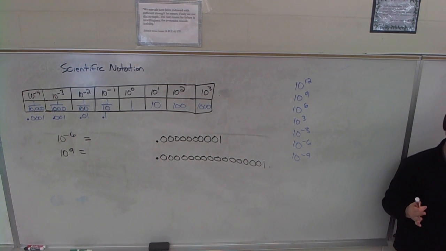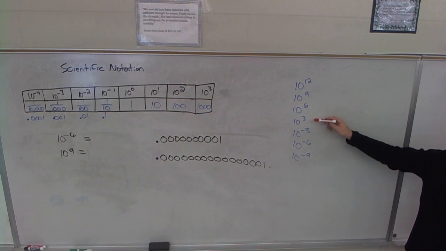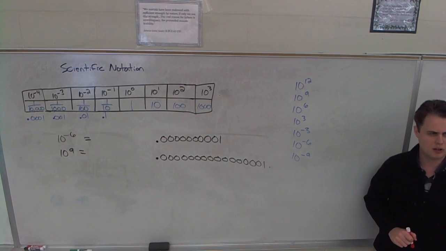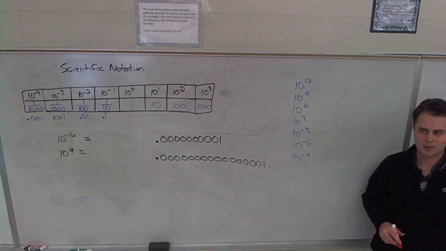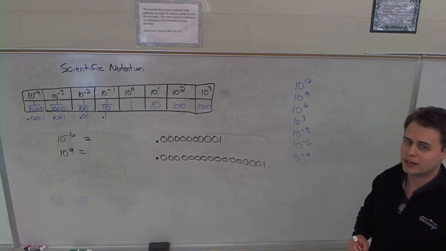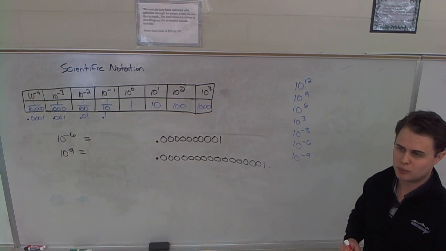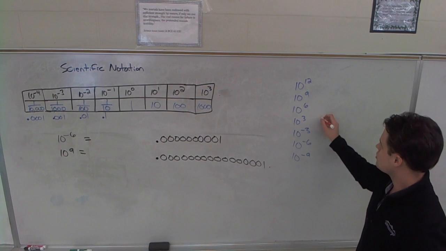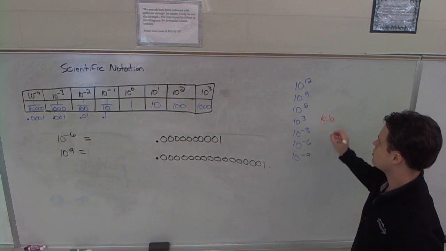I think you probably have heard of these before too. Let's start with the positive ones. What's 10 to the 3rd? Does anybody know the metric name for that? 10 cubed. Starts with a K. As in kilobyte. I was going to say 1,000 bytes of information. So the metric prefix for this is kilo.